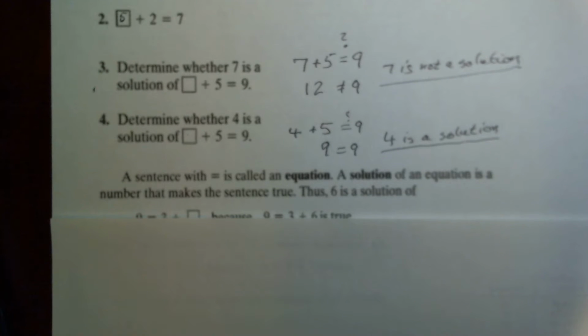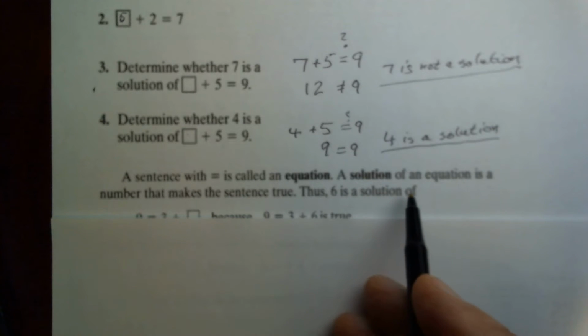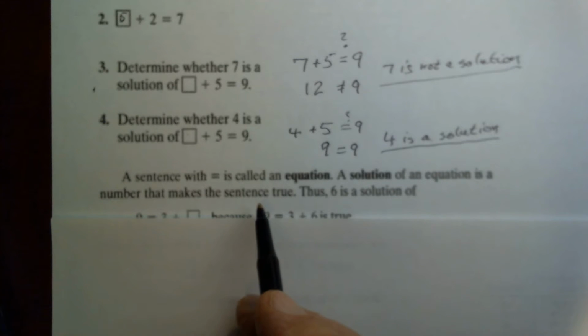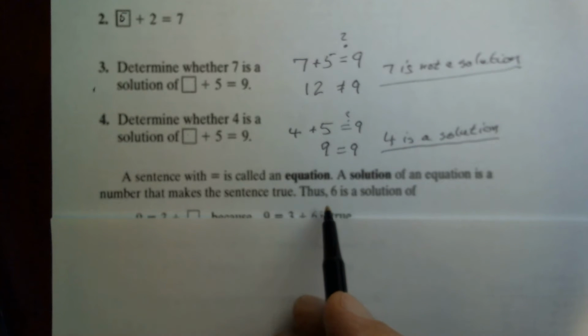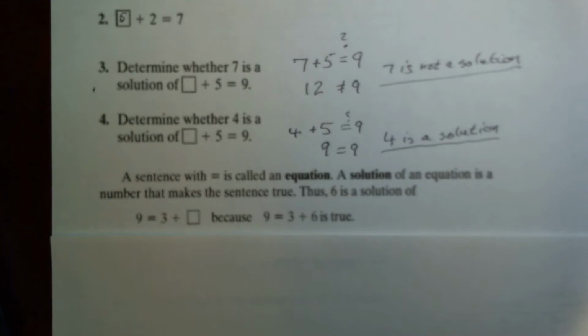So here's the official definition. A sentence with an equals sign is called an equation. A solution of an equation is a number that makes the sentence true. Therefore, 6 is the solution of the equation 9 equals 3 plus blank, because 9 equals 3 plus 6 is true.